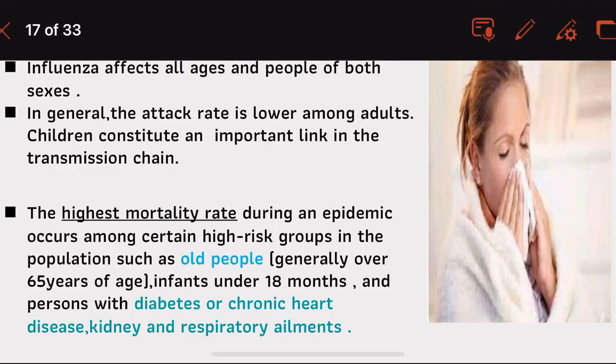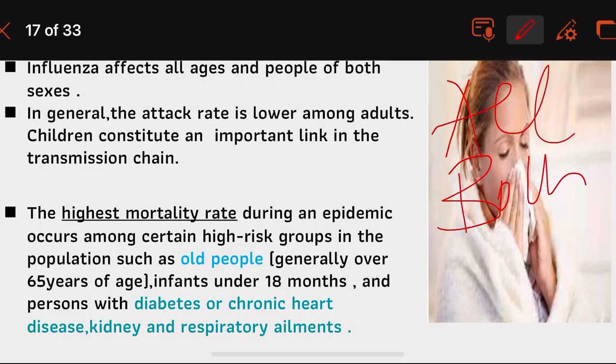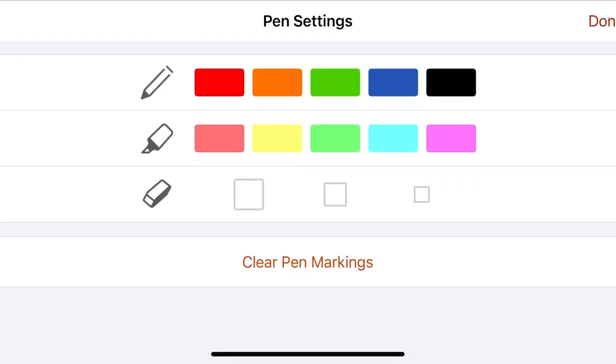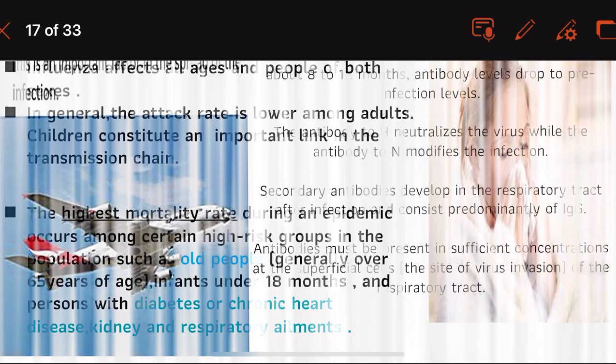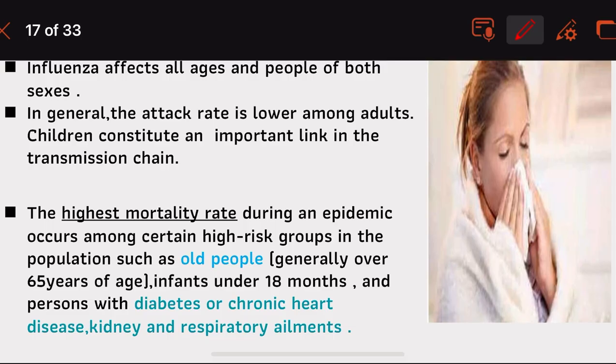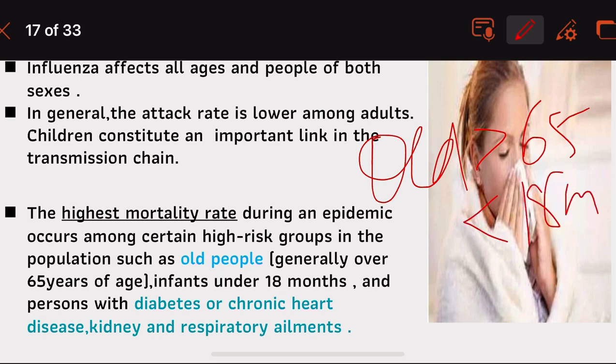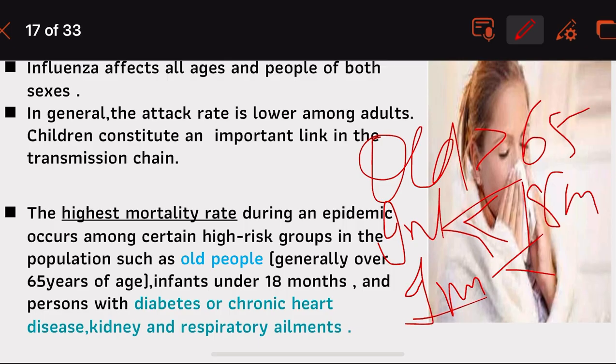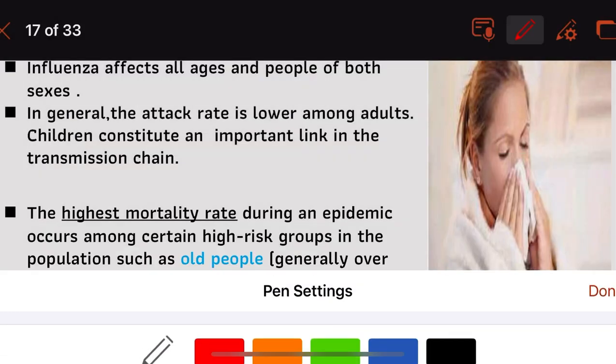Let us summarize the influenza: age, all ages; sex, it is affecting both the sexes. And we see the mortality is in the high risk groups. Who are the people coming under the high risk group? Old age people above 65 years and infants less than 18 months. And we have immunocompromised people who are suffering with chronic conditions like diabetes, chronic heart disease, kidney, respiratory ailments, etc.